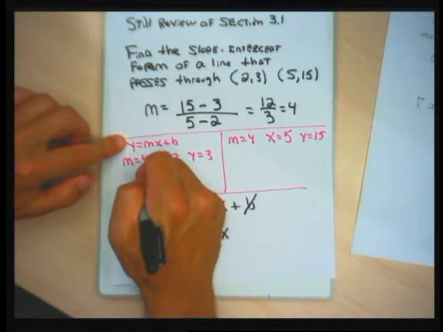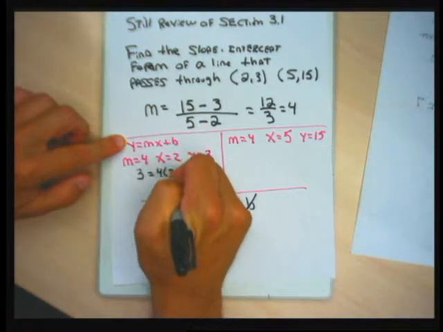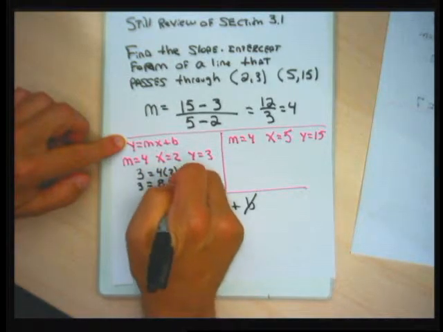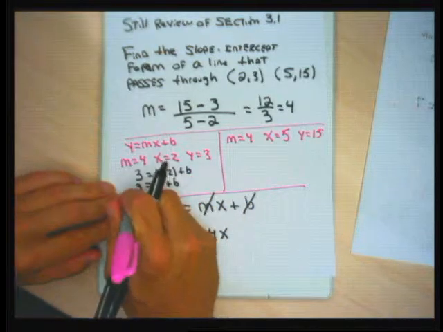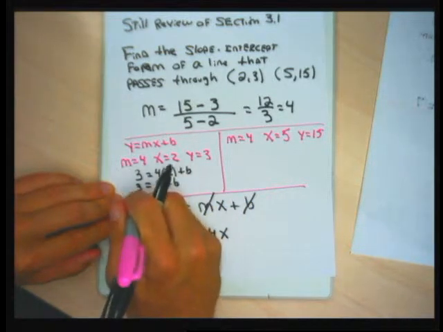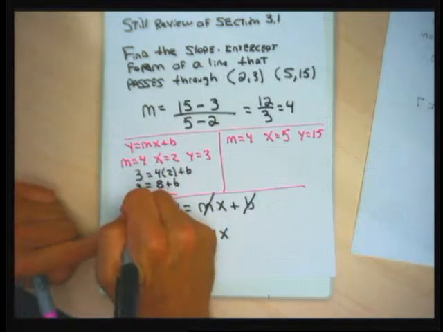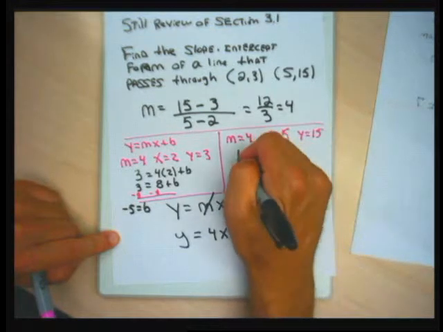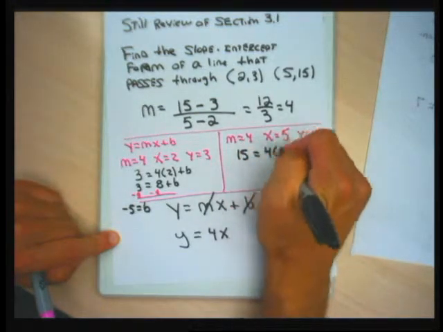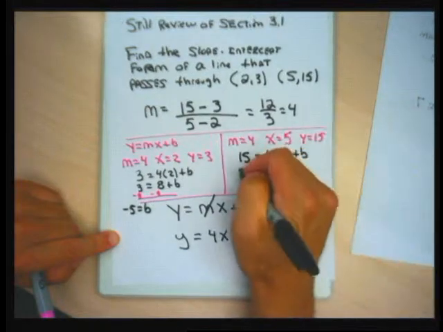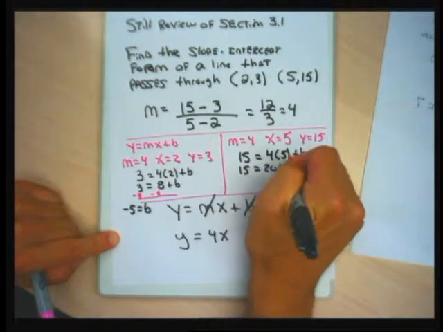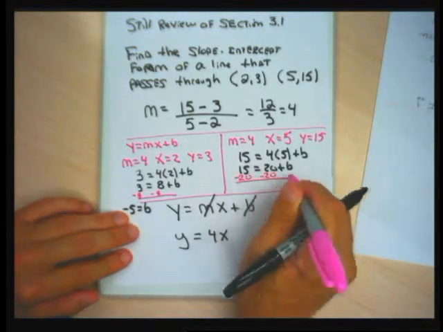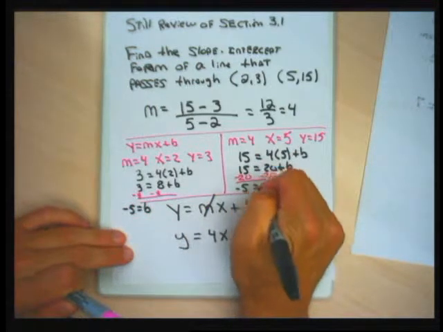This one, if I go 3 equals 4 times 2 plus b, this would give me 3 equals 8 plus b. I'd minus 8 from both sides, and I'll get -5 equals b. This version, I'd go y, 15, equals m, 4, times x, 5, plus b. Gives me 15 equals 20 plus b. And when I minus 20 from both sides, I get -5 equals b.